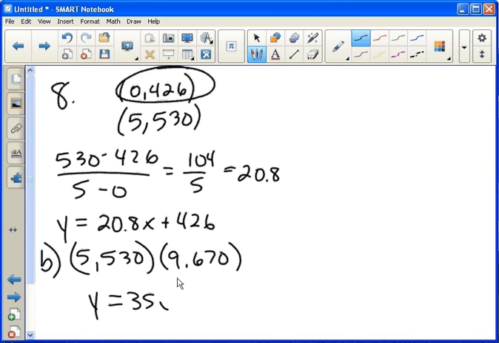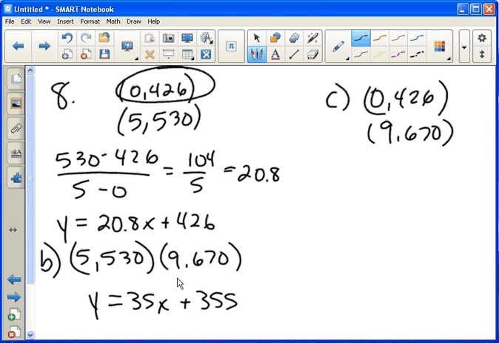And then if you do the same thing with C, we're using the points (0, 426) and the point (9, 670). We get y equals 27.1x plus 426. So actually, I guess you didn't need the calculator on this. My mistake.